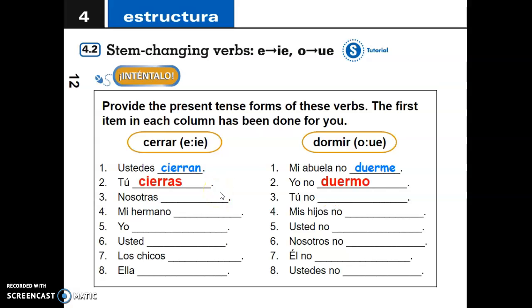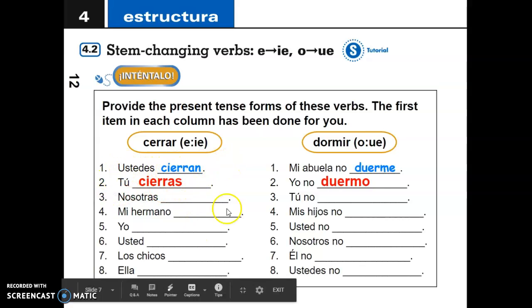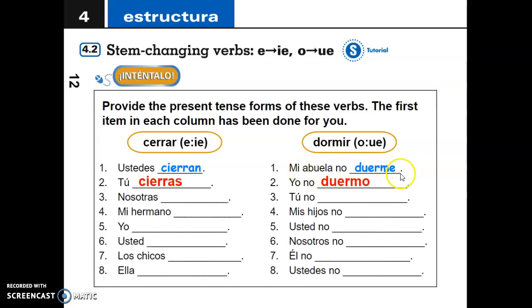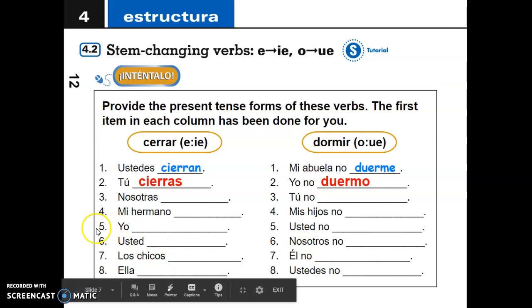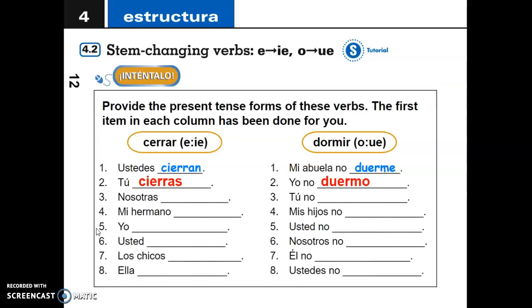So we'll do little practices. So, tú cierras. Ustedes cierran. There's two for you. Mi abuela no duerme. Yo no duermo. So you gotta figure out who your subject is. She doesn't sleep, so it's duerme. Yo no duermo, etc. Easy enough. So what I want you guys to do now is pause. Click pause and fill the rest of these in. You'll be able to check your answers in a little bit.